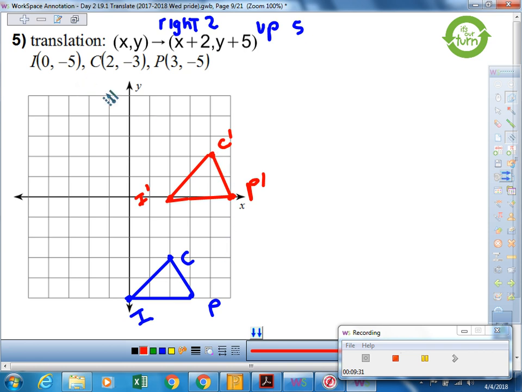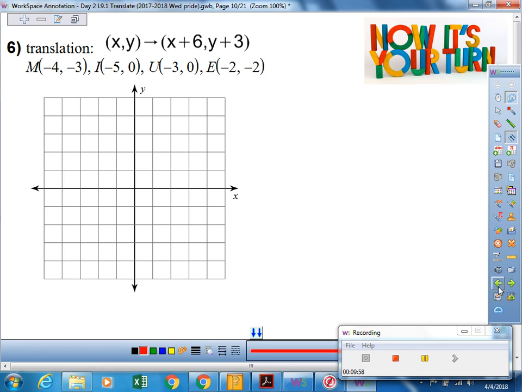There'll be times when you have to plot the pre-image and then graph the image. Any questions on this one? All right, the next one, number 6, this one's yours. Plot these 4 points and translate it with your rule. So write the rule above your graph.